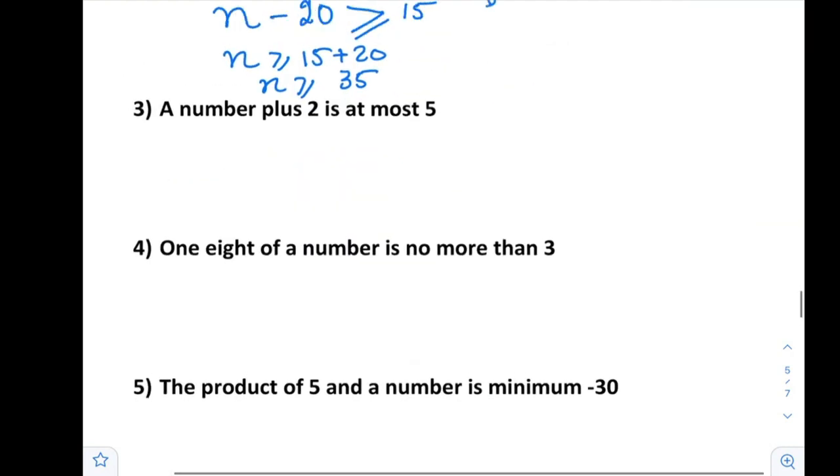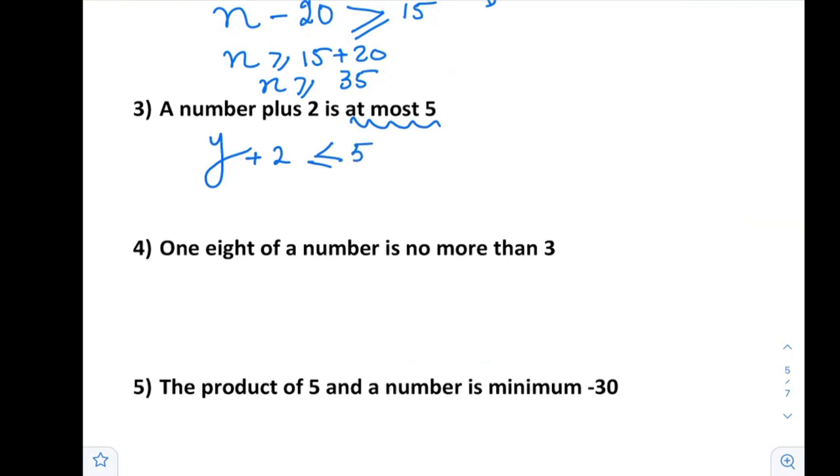Number 3, a number plus 2. So a number, let's say y plus 2, is at most 5. So it will be less than or equal to 5. At most means less than or equal. At least means more than or equal. And I'll take this 2, 5 minus 2, which is 3.